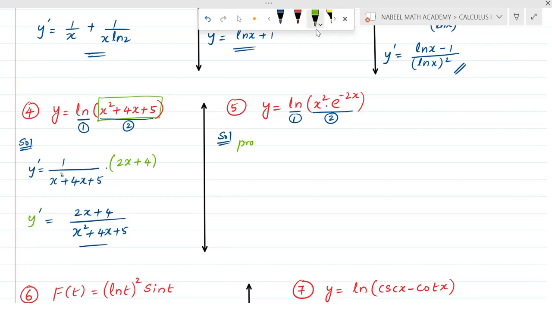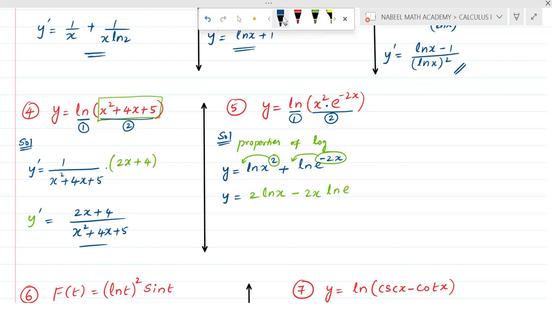So what is the property of log? Here you will have y equals ln x square. Since it is a product, I will write plus and then ln e power minus 2x. And then I apply the property of ln, so I have to bring the power here. If you bring this power here, what happens? This becomes 2 ln x plus minus 2x ln e.